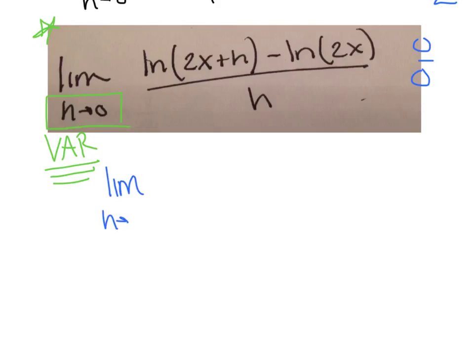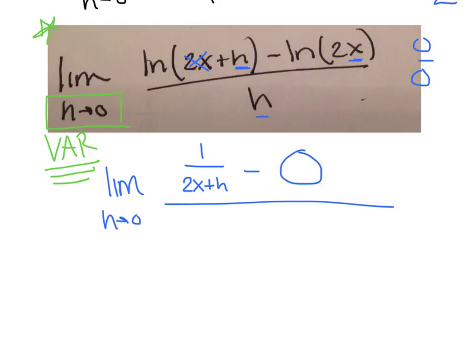So the limit as h approaches 0. Okay, now keep saying to yourself, this is the variable, everybody else is a constant. To take the derivative of an ln, I'm saying du over u, so the derivative of 2x plus h. Be careful. 2x is a constant. So I'm going to get 1 over 2x plus h. Minus x is a constant. Its derivative is 0, all over 1. So as I plug in now my limit as h approaches 0, I'm going to replace the h with 0, and I'm going to say my final answer is 1 over 2x.